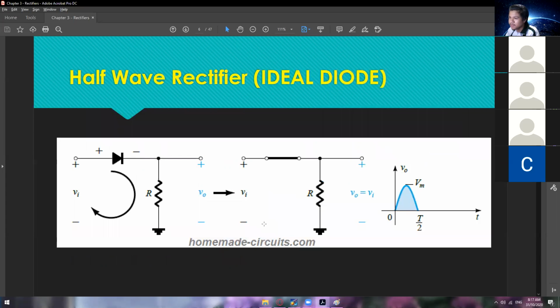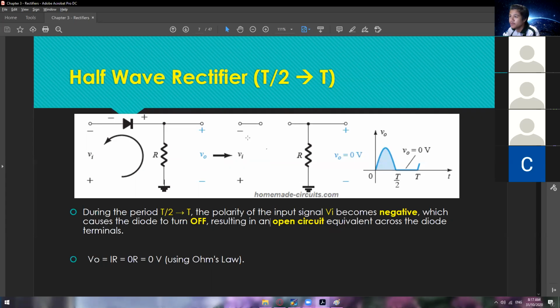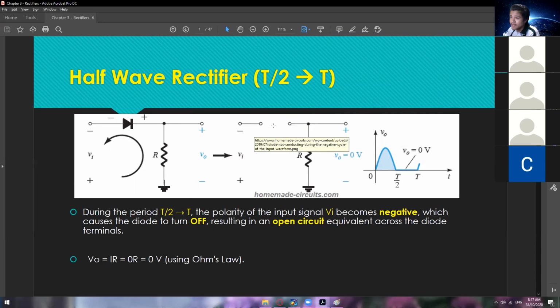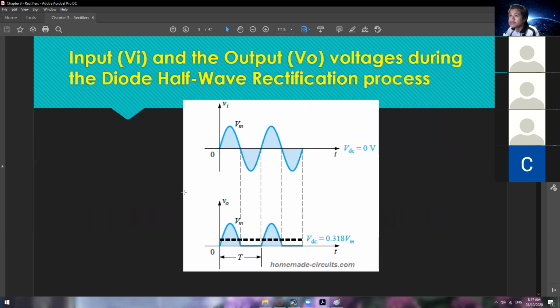So let me just repeat from this point. This one will become forward bias since this one will accept a voltage, so positive. But if this one becomes the negative voltage, say at this point, this will not accept a current anymore since this one will become reverse bias. All right, so moving on.